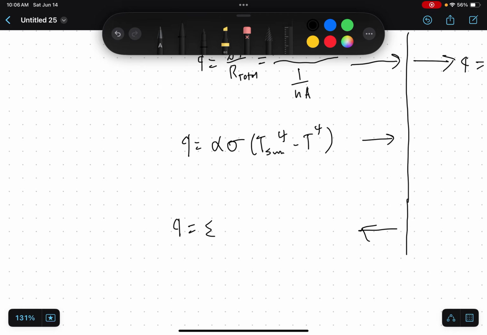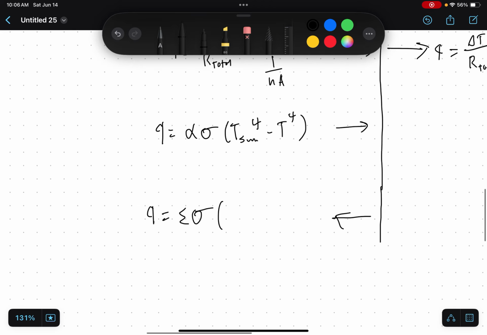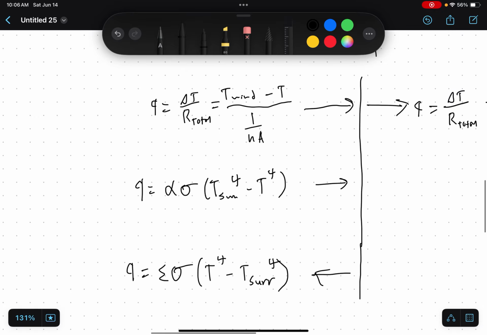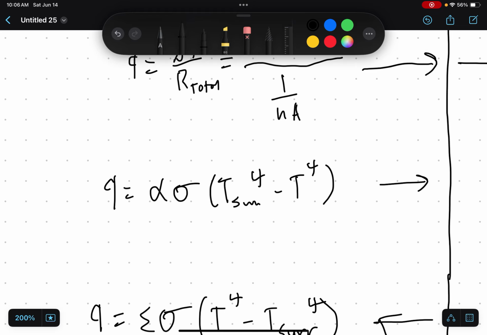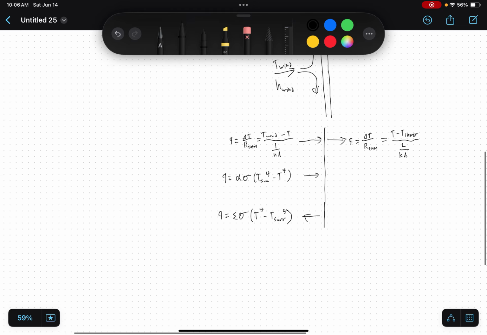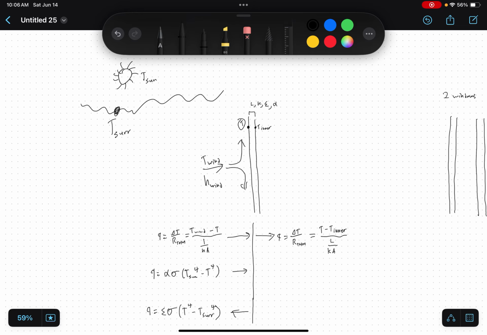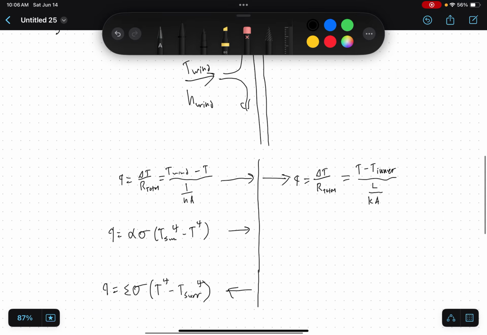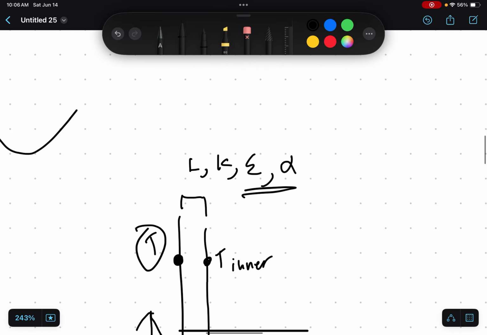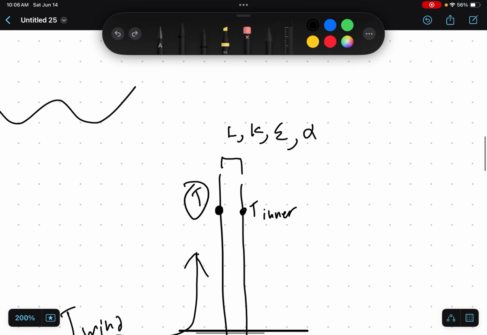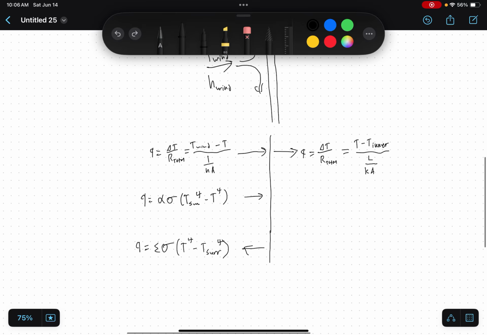Except we have emissivity instead of absorptivity, but I'll explain that in a second. Absorptivity was how well something absorbs heat. Emissivity is how well something repels heat, I guess. And you can measure both of those in a lab for a surface. Cool, so this is our energy balance.